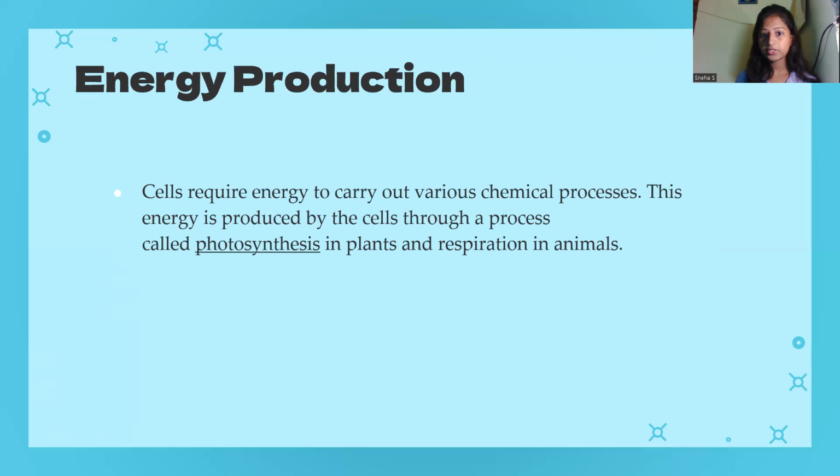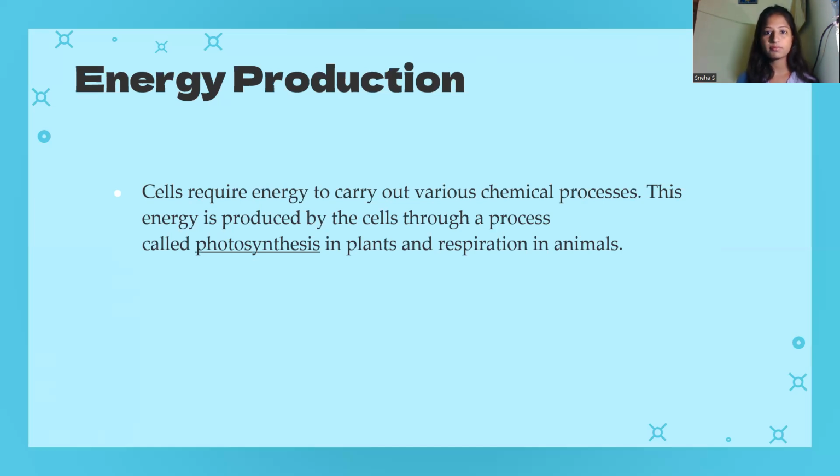Cells require energy to carry out various chemical processes, and cells are also what produce that energy. This energy is produced by the cells through a process called photosynthesis in plants and respiration in animals. In animals, energy is produced through respiration, whereas in plants, it's done by photosynthesis.